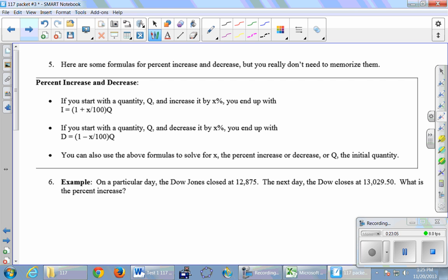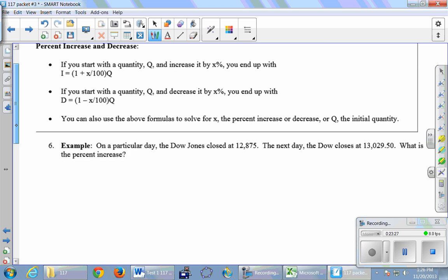All right, so percent increase and decrease. If you start with a quantity Q, like some original price, and you increase it by X percentage, then here's what you end up with: 1 plus X over 100 times Q. We're going to use the formula. I'm not a fan of memorizing the formula. I don't gravitate to these formulas naturally. But these are formulas that you can have, and they'll be on the reference sheet. So let's try to use them.